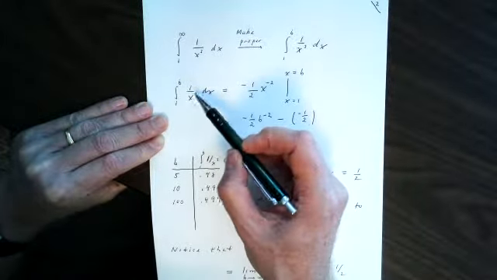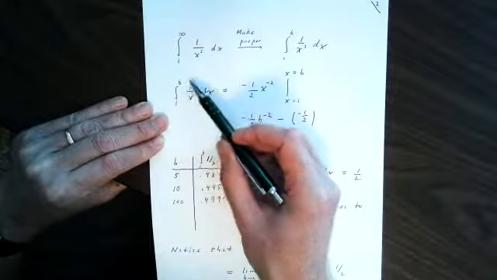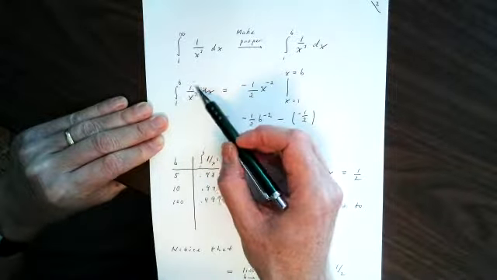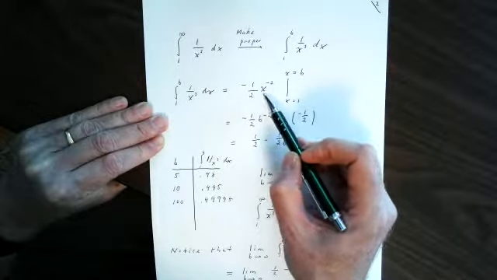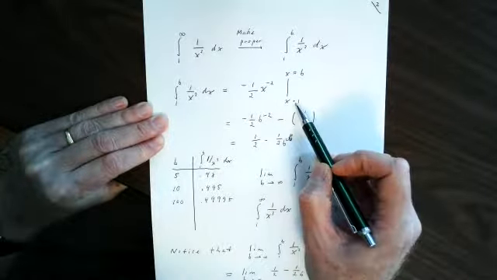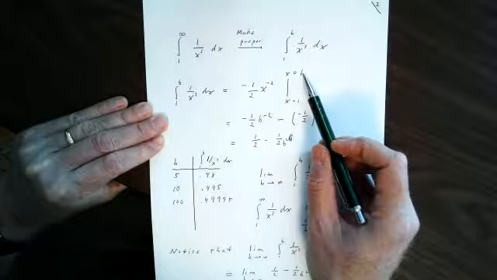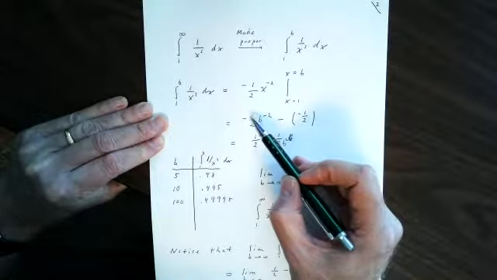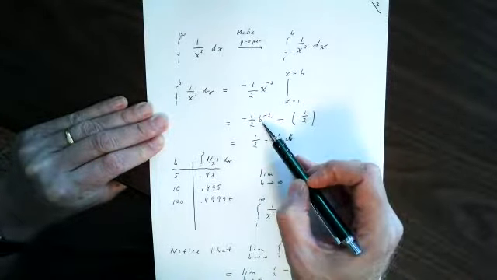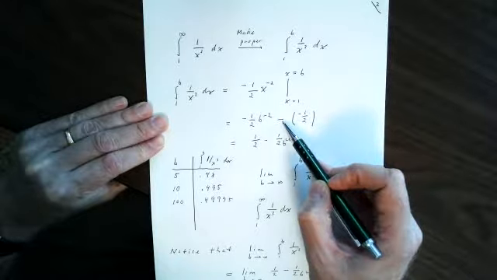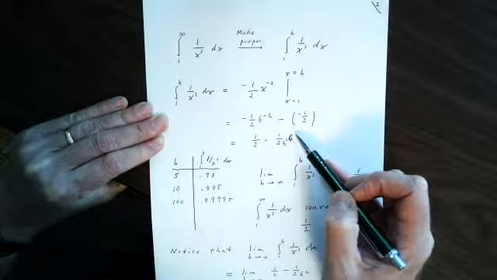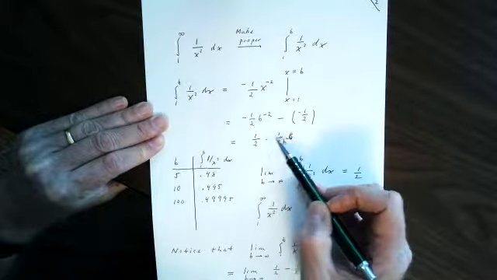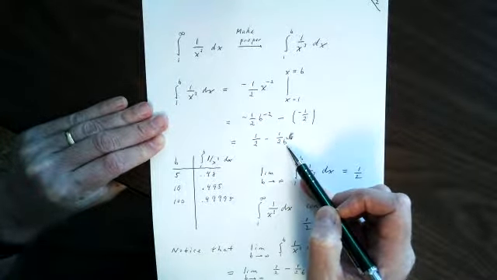So let's integrate 1 over x to the third dx from 1 to b. That's a b, not a 6. If I compute the antiderivative of this using the power rule, I get minus 1/2 x to the minus 2. And I'm going to substitute 1 and b in. If I substitute b in, I get minus 1/2 b to the minus 2. And if I subtract what I get when I plug in 1, I get minus 1/2. So that works out to be just 1/2 minus 1 over 2b squared.